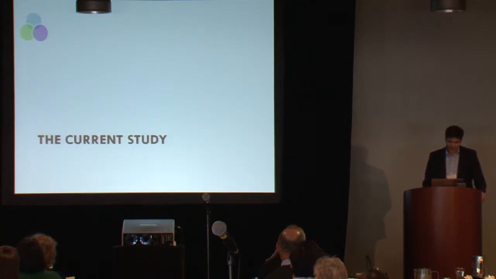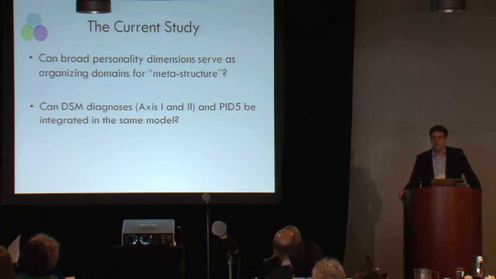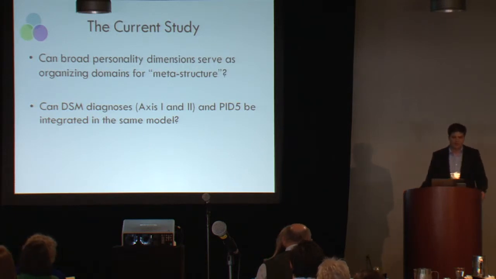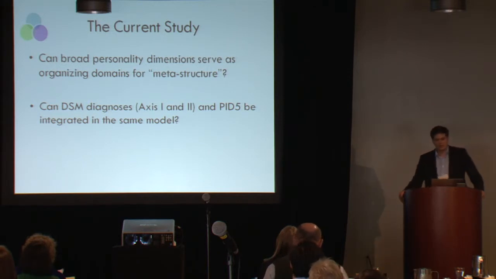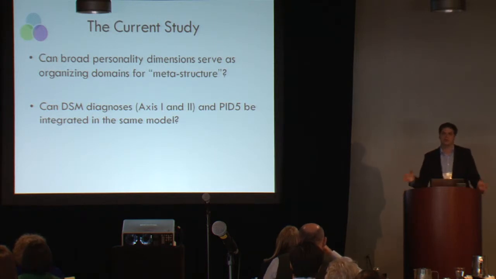So in the current study, the very simple and basic question we hope to ask is, can broad personality dimensions serve as organizing domains for the metastructure? The way we operationalize that is finding out whether the DSM diagnoses, including both Axis 1 and Axis 2, and the PID-5 can be integrated into the same model in a way that makes coherent sense.